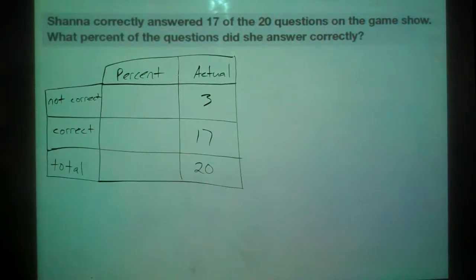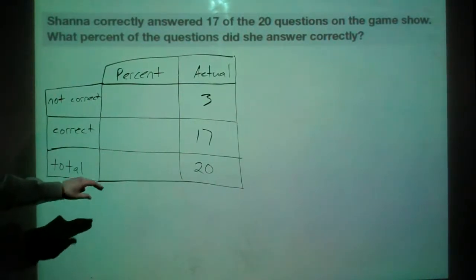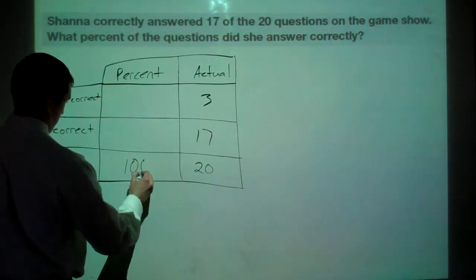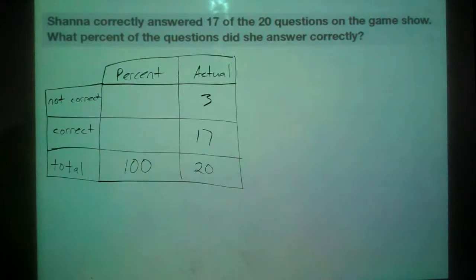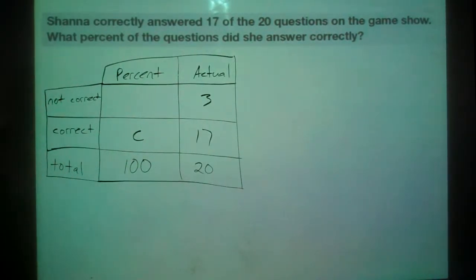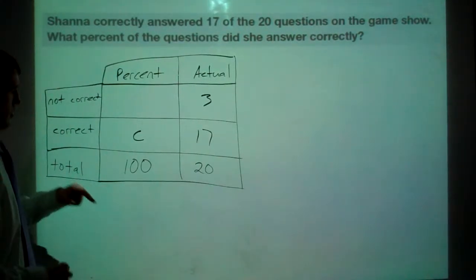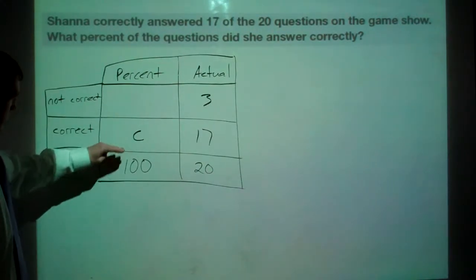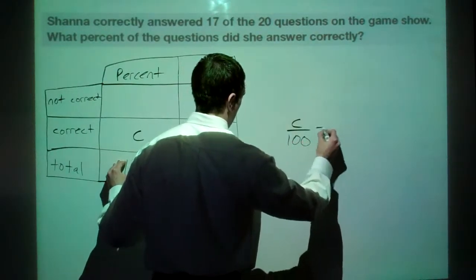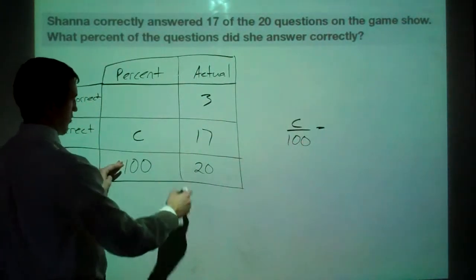But what we could do is, we know that percents are out of 100 always, so we know that this is going to be 100% in our percent column for the total. And we want to figure out what percent of the questions did she answer correctly. So we're looking for this right here. So, the easiest thing to do then is we do have a proportion set up. We've got C over 100 equals 17 over 20.